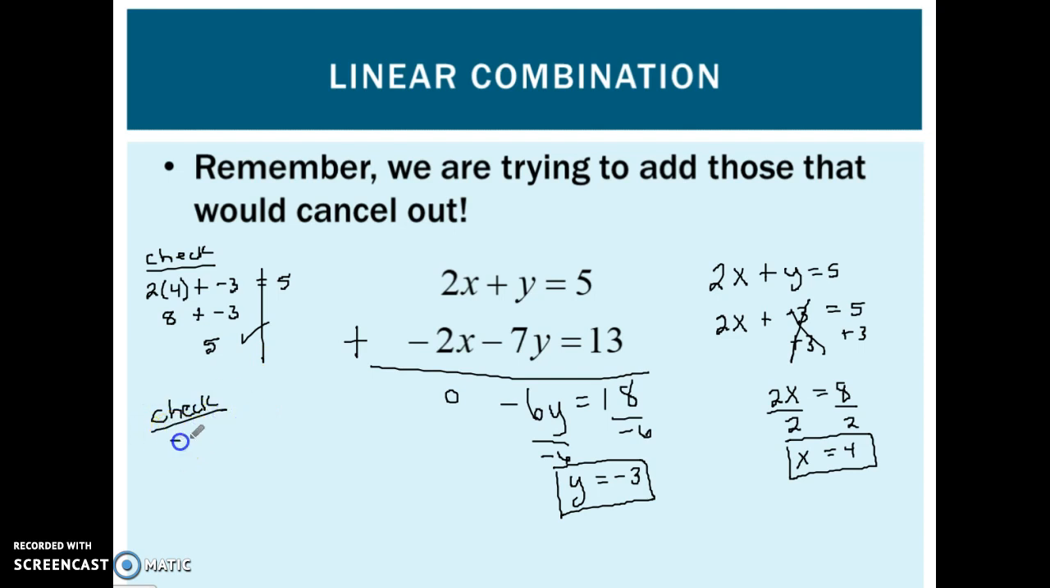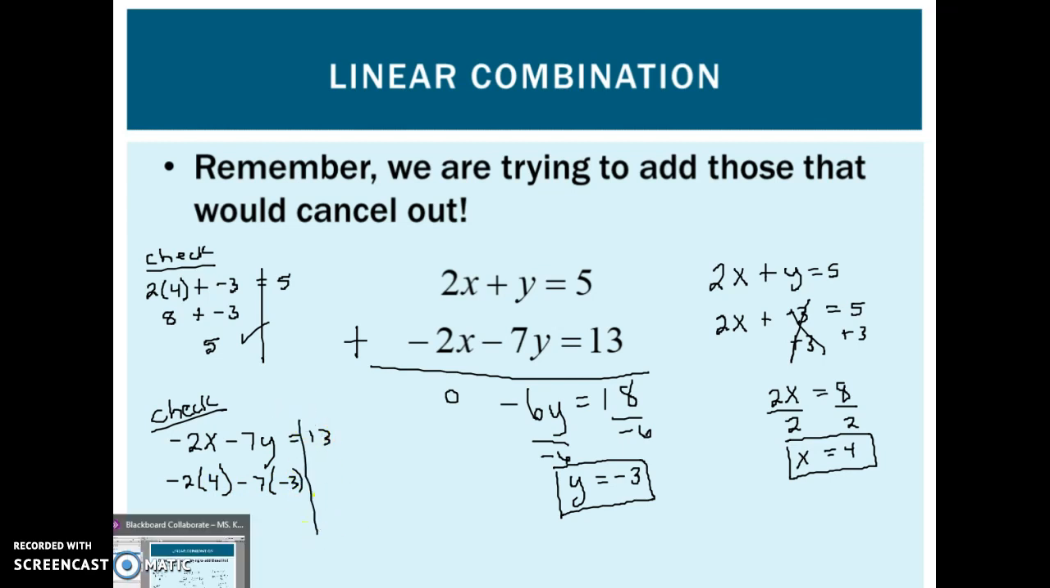So our second equation was a negative 2x minus 7y equals 13. And if x equals 4, negative 2 times 4 minus 7 times a negative 3, I'm trying to see if that equals 13. So negative 2 times 4, that's a negative 8, minus 7 times a negative 3, that would be a negative 21. And adding the opposite, negative 8 plus 21 does equal 13. So it checked out for that one too.